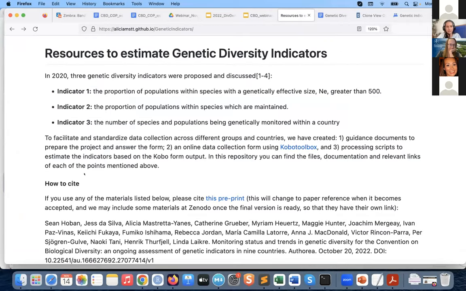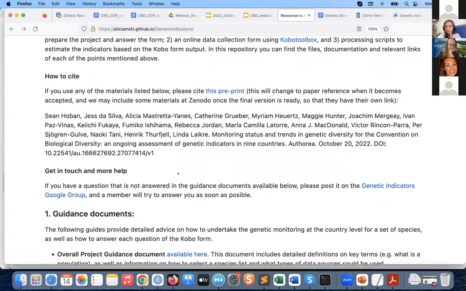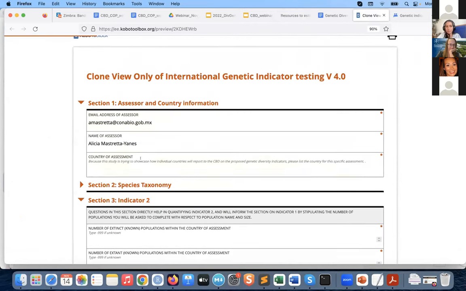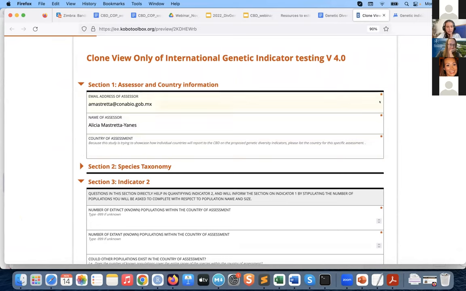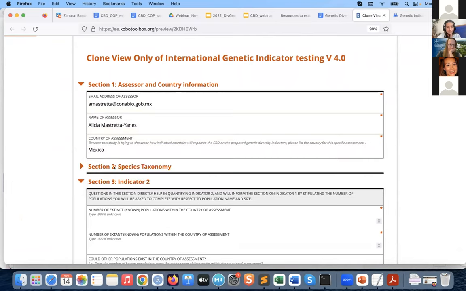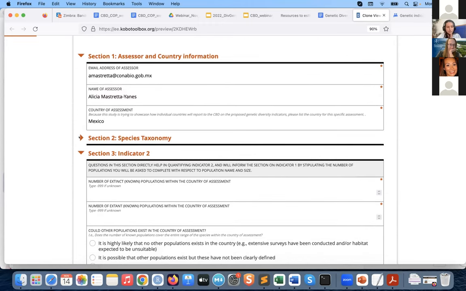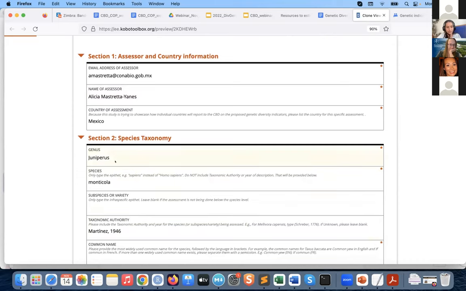First of all, in the link I gave you, this is a little web GitHub website we have, and you can find all the links to what I'm showing you here. And this is how the form looks. This is a view-only version of the form, which we made available for you to just have a look at how it looks. As you can see, there are some mandatory fields. We prevented typing errors as much as possible. For instance, if I'm trying to write Mexico here, then it will appear in the list, so I can select it, and this will prevent all the different ways of writing Mexico with or without the accent, for instance. Then I have all the data for the species taxonomy.